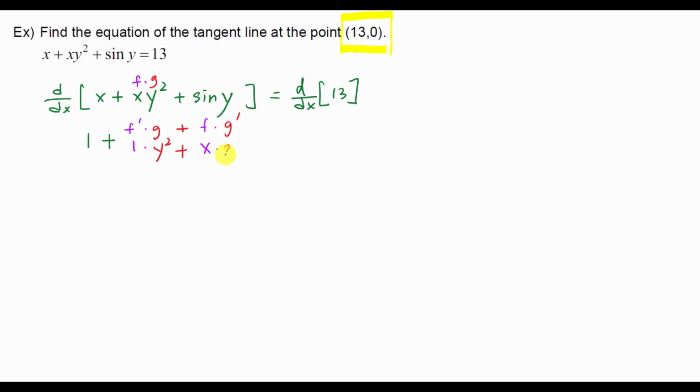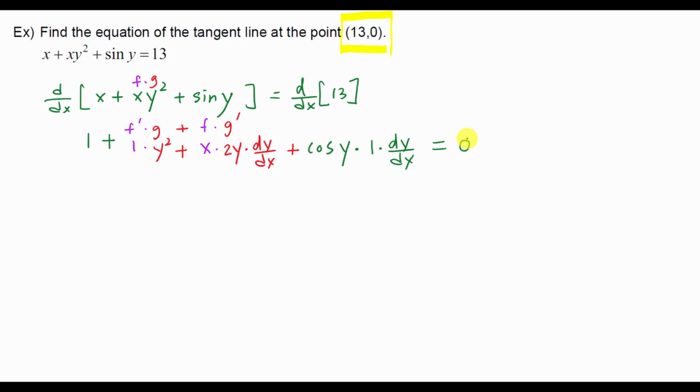So that will be 2y times dy dx plus, now you're taking the derivative of sine of y with respect to x. So that will be a composition of functions again. I need to take the derivative of the outside function, which is a sine function. And the derivative of a sine function is cosine of y. And I need to take the derivative of the inner function y, which is 1 dy dx, which is equal to the derivative of 13, which is 0.